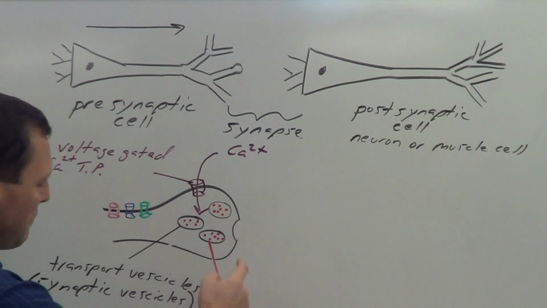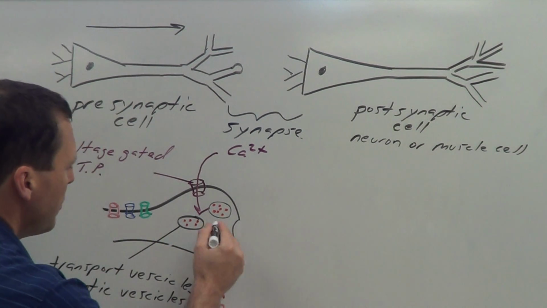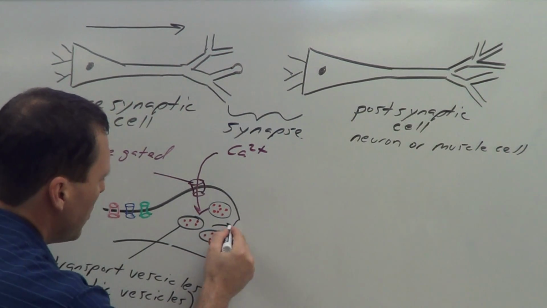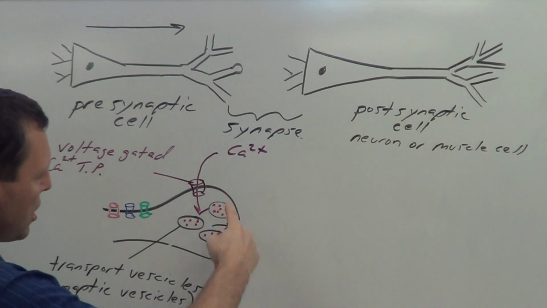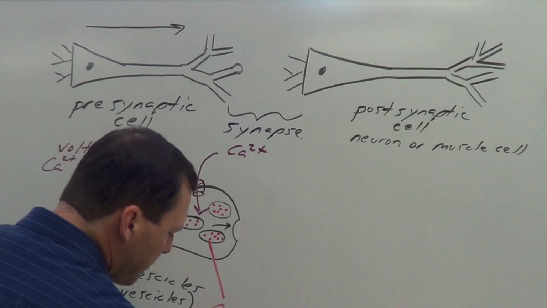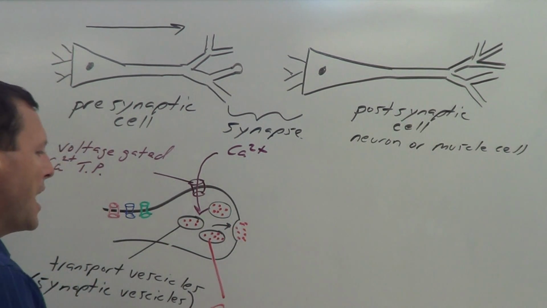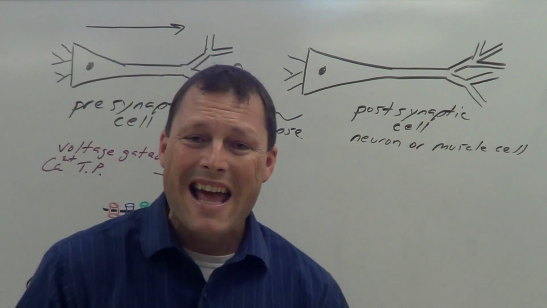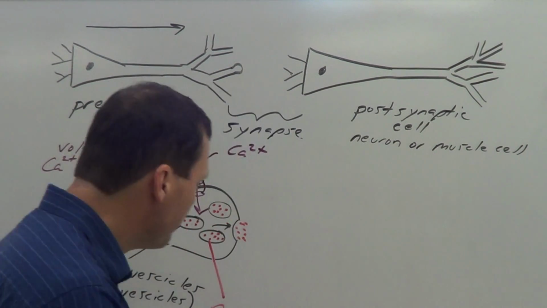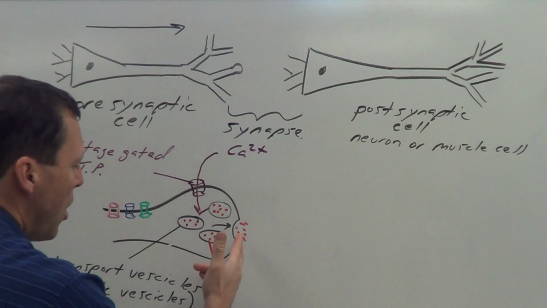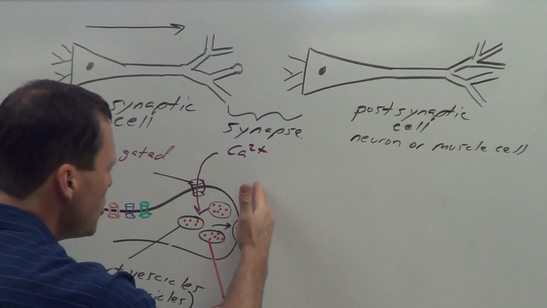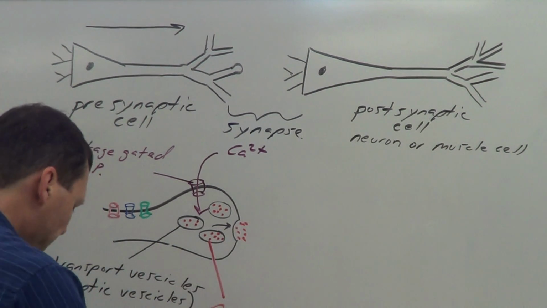And when the synaptic vesicle merges with the surface, with the cell membrane, it's going to dump its contents into the synapse. We call that exocytosis. We're going to exocytose all that acetylcholine into the synapse.